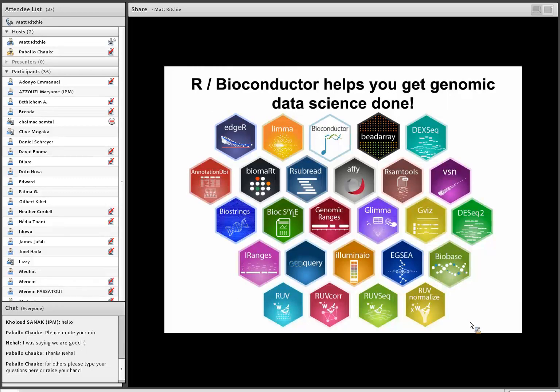So yeah, that's where I'll end. R and Bioconductor is a really great ecosystem for helping you get genomic data science done.